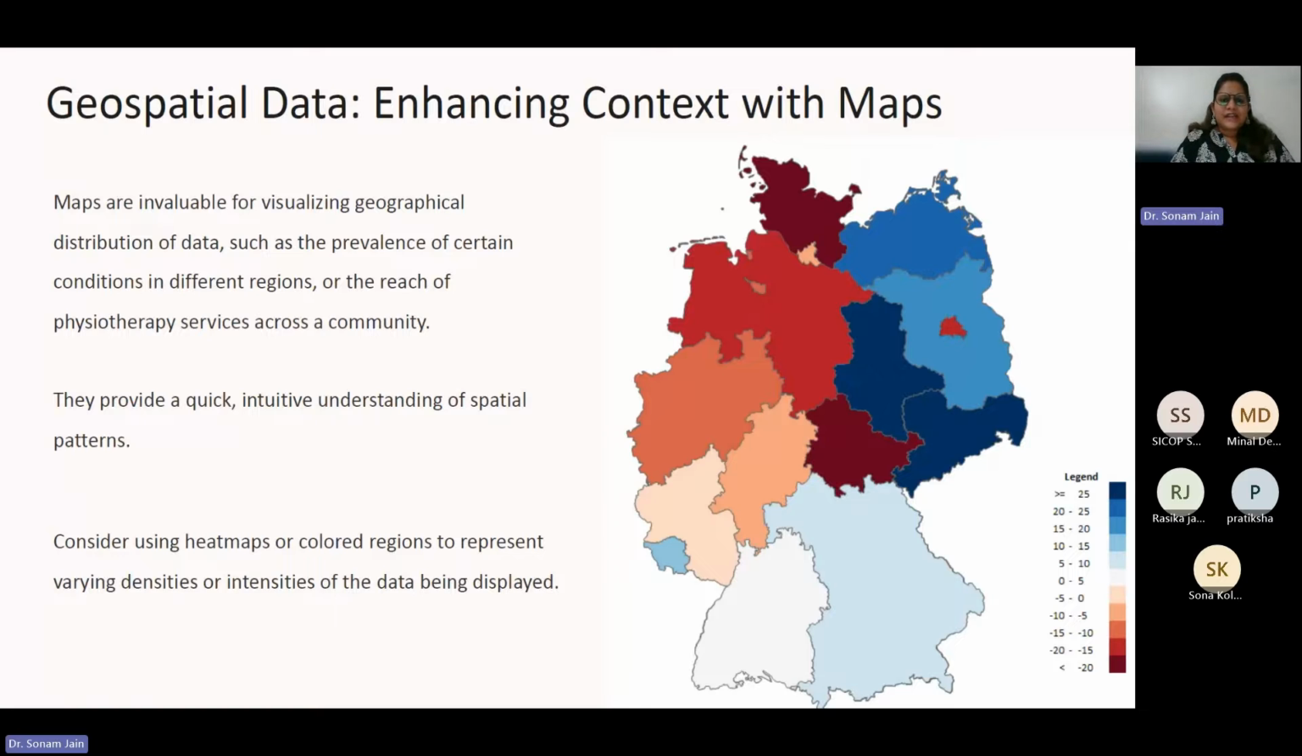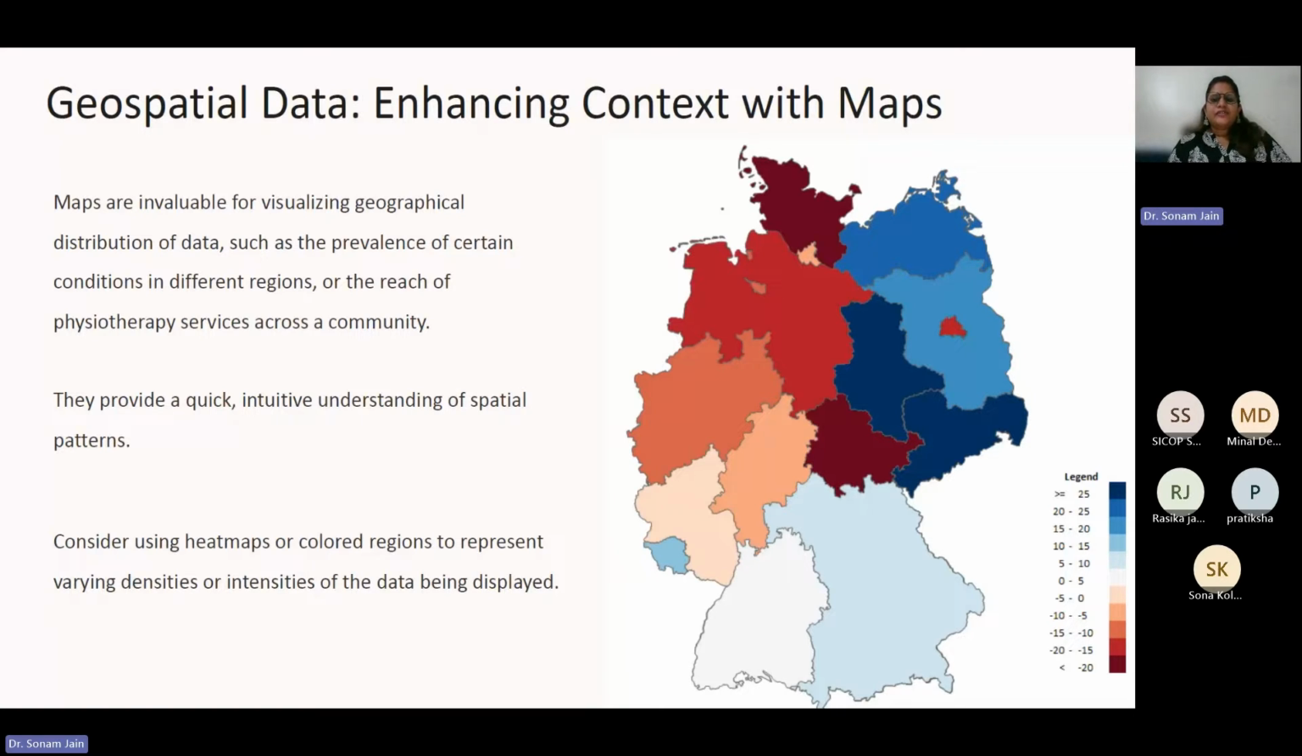We have something known as map diagrams, also known as geospatial data, that is expressed in the form of a map. So if you see, this is the map of a country, and all the different regions are given different colors. For example, if you conduct a survey on awareness of physiotherapy among different regions of India, maybe in the south there will be more awareness.